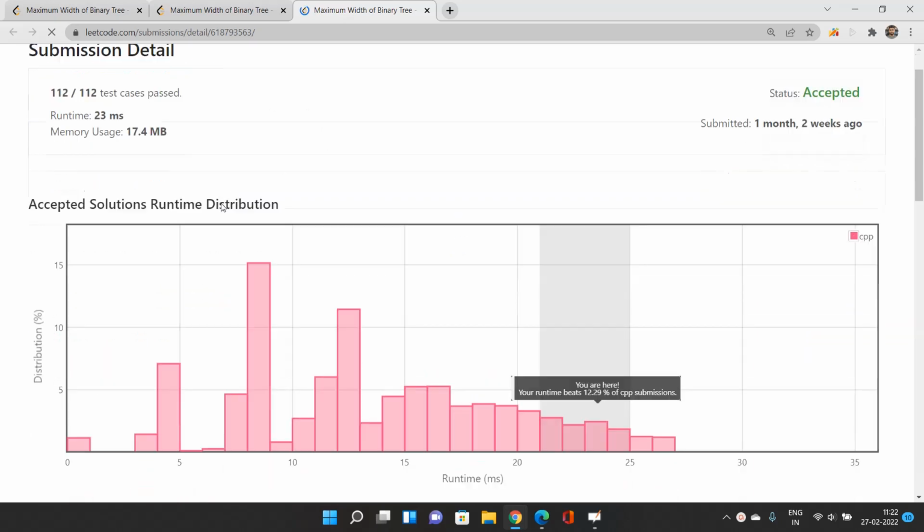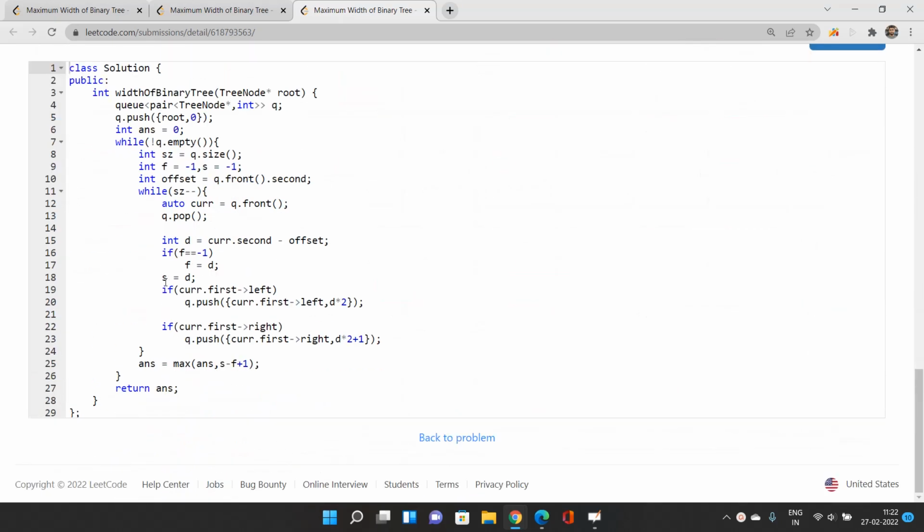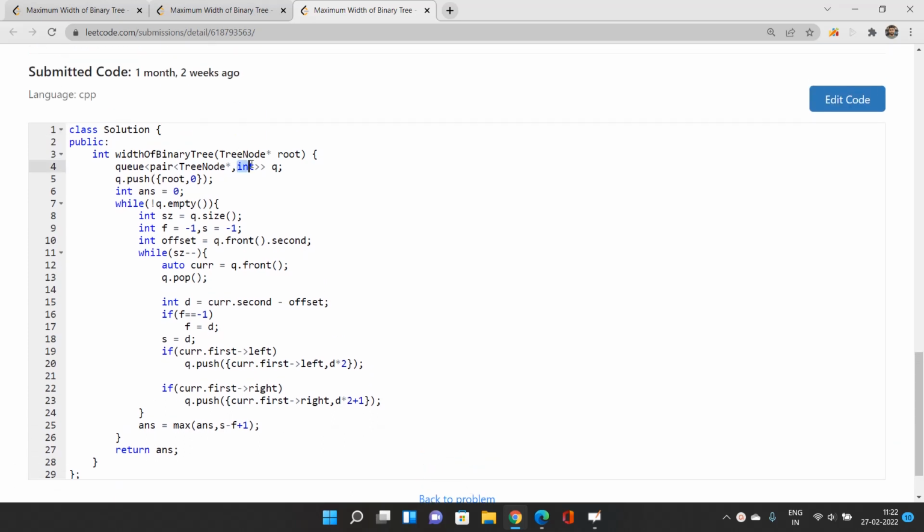I have the code, and you can see everything is quite similar. I'm taking int, but you can see I'm using this offset as the first node of the current level, which is actually the minimum value of the current level, and I will be finding the difference between the current id of the node and the offset value for each level. Then I'm pushing the new value, which is d into 2 if you are moving to the left child node, and d into 2 plus 1 if you are moving to the right child node. Okay, so what is the idea behind that?